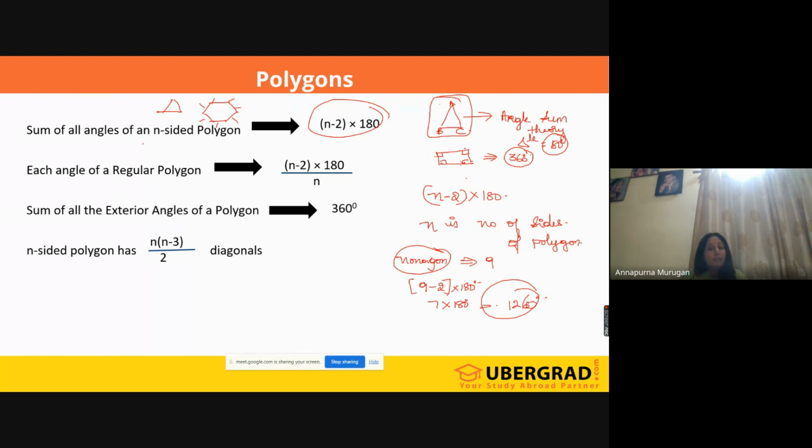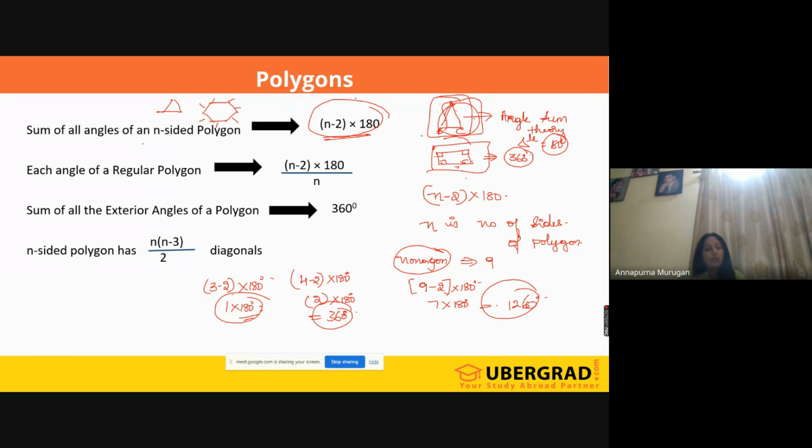Okay, so now let me do a simple check, whether our formula is correct. A triangle has how many sides? Three sides. 3 minus 2 is 1 into 180 degrees. Yes, by the angle sum theorem, the sum of the internal angles of a triangle is 180 degrees only. Check it for a quadrilateral also. We know a quadrilateral is 360 degrees. 4 minus 2 into 180 degrees is 2 times 180 degrees, which is 360 degrees. So you can use this formula.